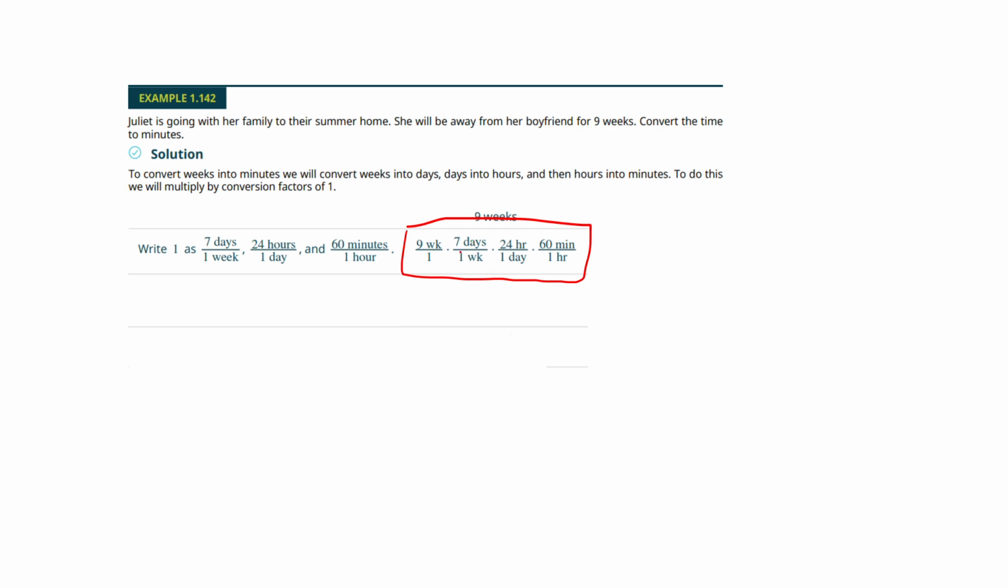A week has 7 days, so I'm going to make the weeks be able to cancel diagonally. Now I've got a conversion to go from days to hours, and they're set up diagonally, so they cancel, and hours to minutes. Now, all those units are going to cancel down. I'm going to multiply across the top, and there's only ones on the bottom, so there's my minutes.